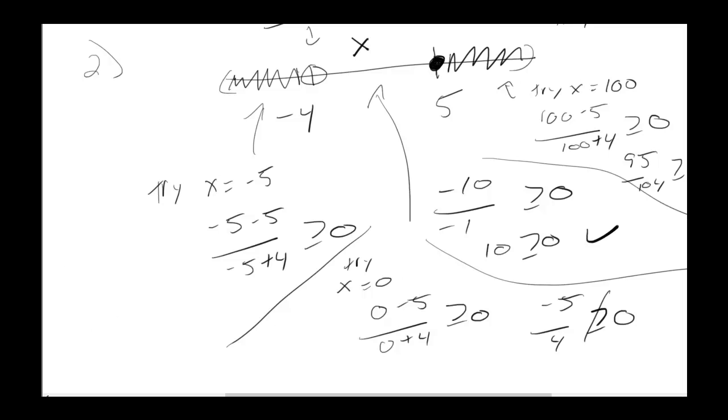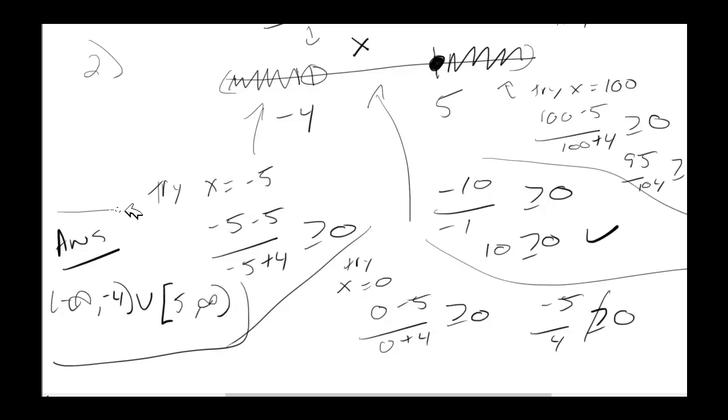My answer in interval notation is minus infinity up to minus 4, open, union, bracket, 5 to infinity. Again, this is closed because this causes it to be equal. This is open because that's undefined. Alright, and that's polynomial and rational inequality.